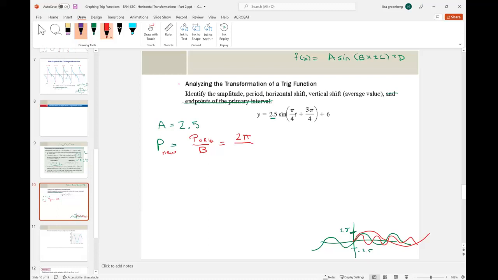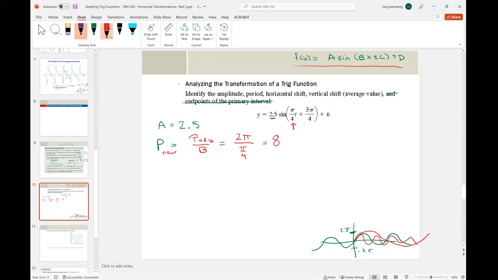Do you know where b is? Pi over 4, okay. Right here, this is b, pi over 4. And then if I divide 2 pi by pi over 4, I get 8, exactly. So my new period is 8.